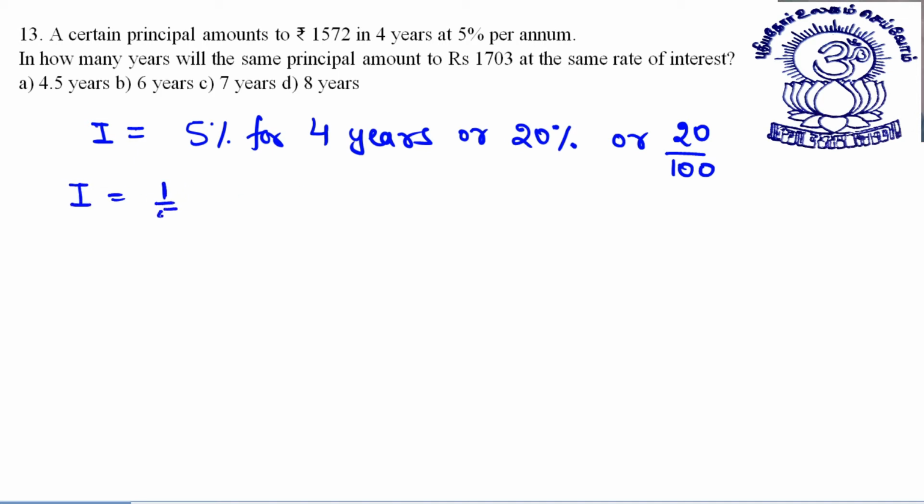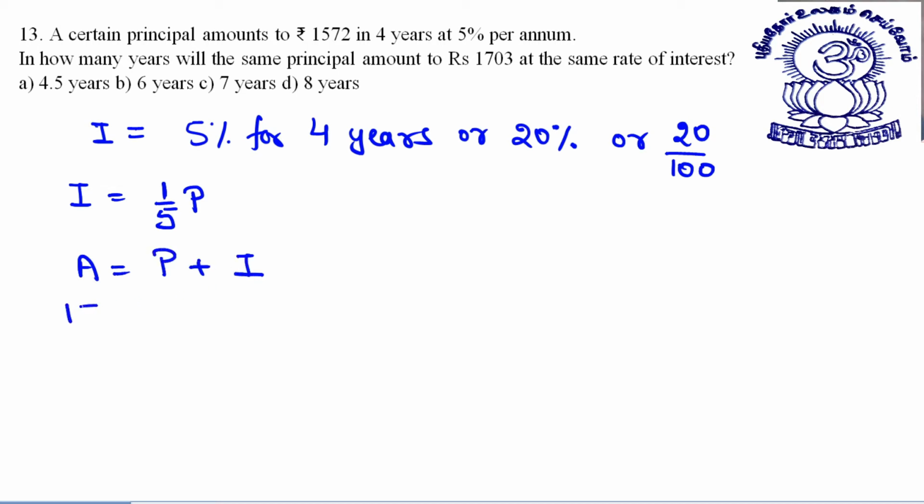20% means 1 by 5 of P. So far clear? The interest is 1 by 5 of P. Now let's look at it. This interest is 1 by 5. What is amount? Amount is equal to principal plus interest.